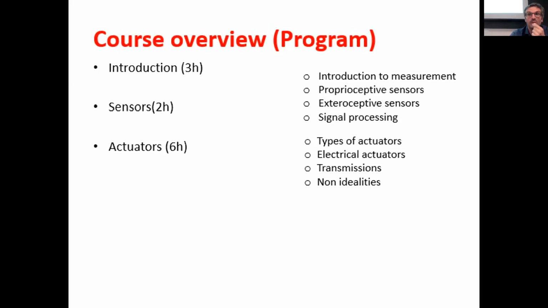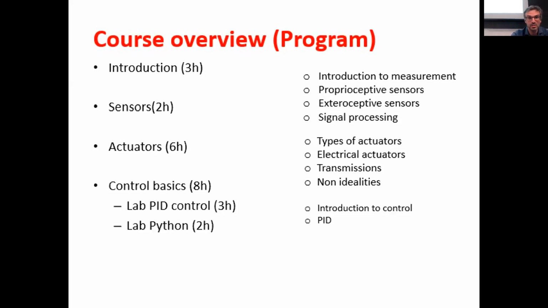And then I will talk about some non-idealities like friction and backlash. When you machine a part and it is not perfectly machined, you can have some play, and in the transmission of motion you can have some loss of actuation. This is very, very bad for the controller. Then dead zones, which you have whenever you have valves. And then some control basics, as I told you. The number of hours here is just indicative.